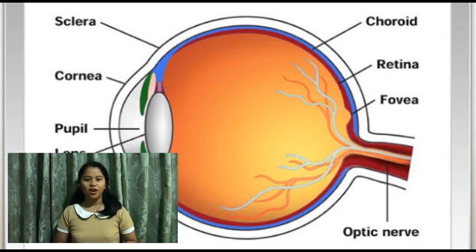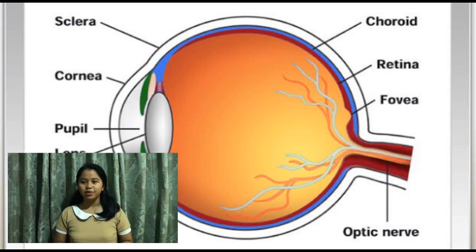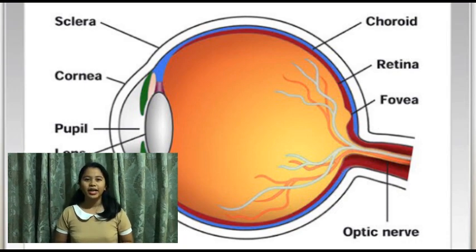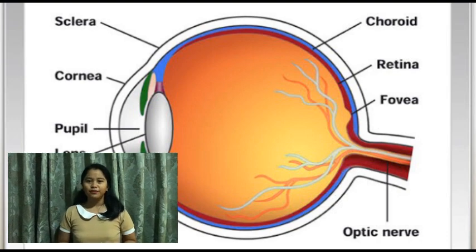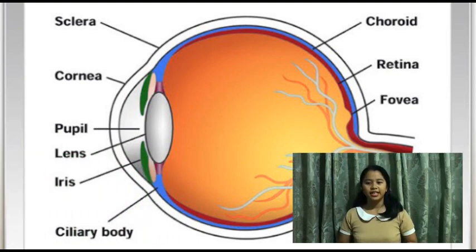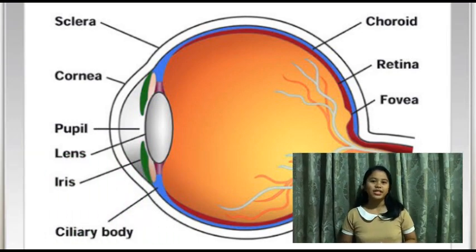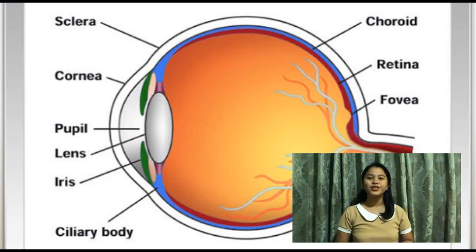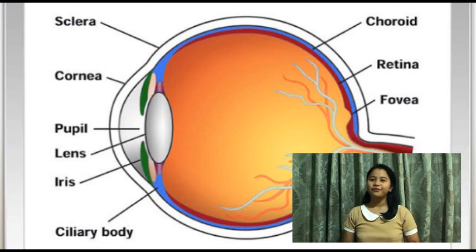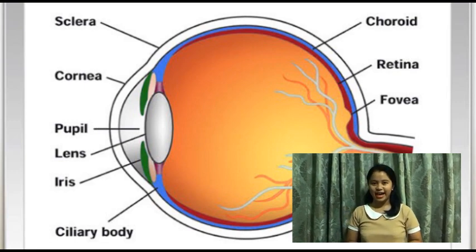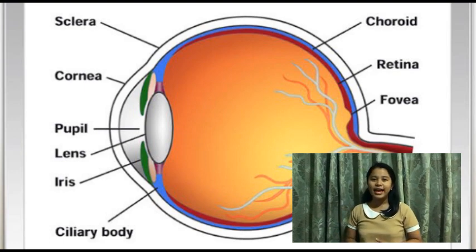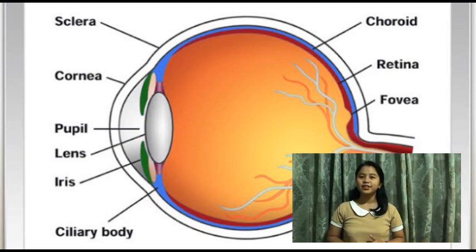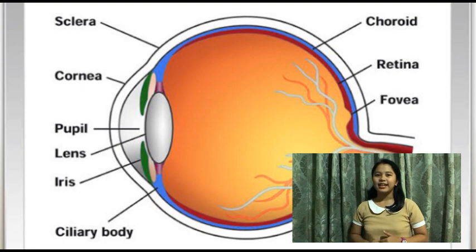Fourth is the choroid. It is the layer between the retina and the outer white covering of the eye that contains pigment and blood vessels. Fifth is the sclera, the white layer that covers the outer side of the eye. Sixth is the cornea. It is where the light first encounters when it's entering the eye, a clear part that covers the iris and the pupil. The pupil is a circular black area at the center of the eye through which light enters.